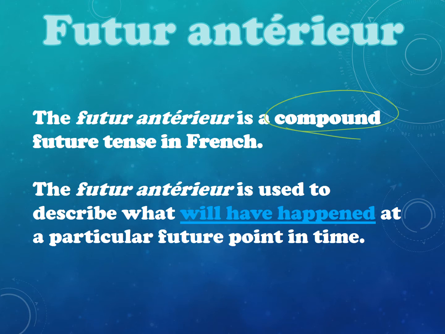So, for example, when we finish French 4, we will have learned the futur antérieur. At the end of quarter 3, we will have read a book. When I graduate from high school, I will have completed my high school courses. Things that will have happened.